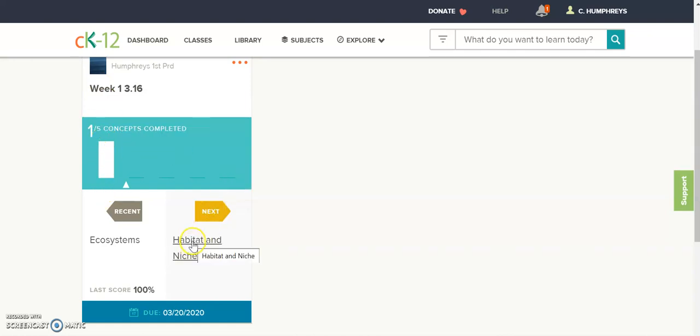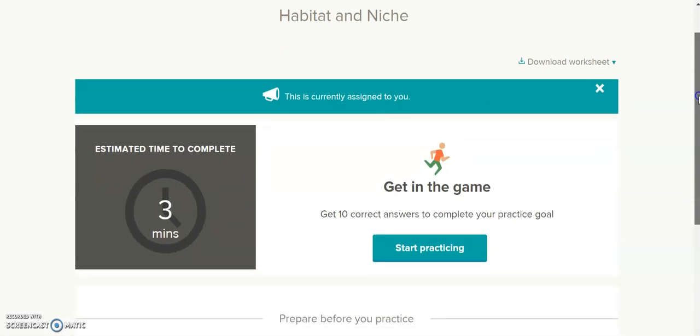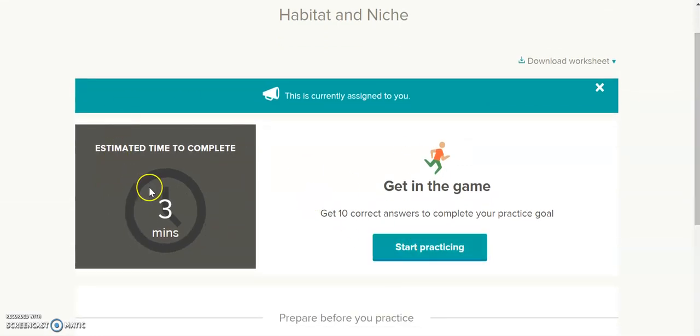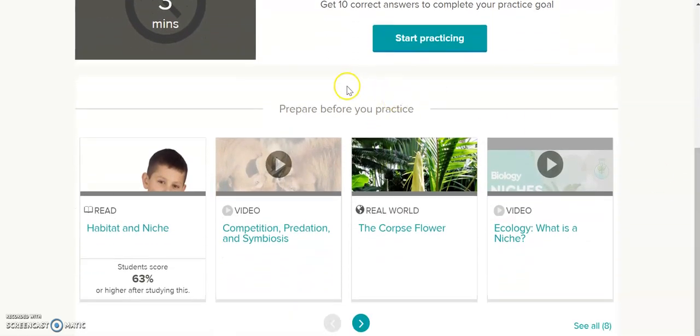Today's concept is habitat and niches. So I'm going to play, not finches, niches. And again, it does give me the option to start practicing within an only estimated 3 minutes. But remember, we prepare before we practice. So I'm going to come down here. Again, I see that this reading had a 63% increase. So that looks like my best option. But if I'm not so much of a reader, I do also have some videos here.